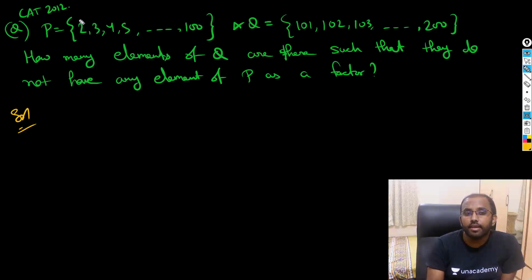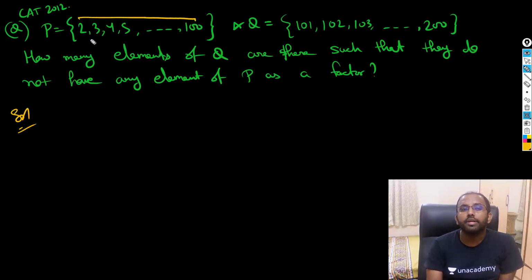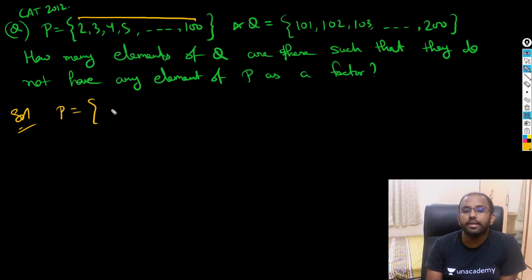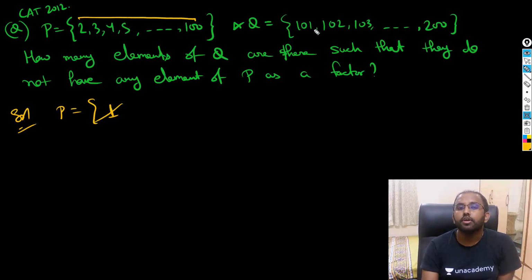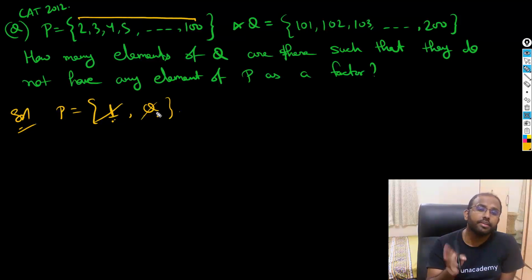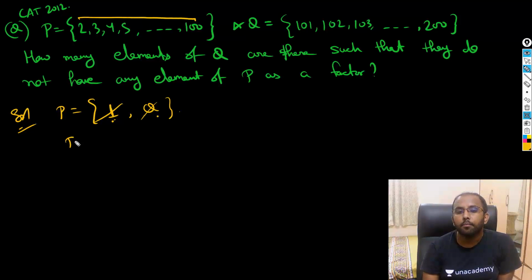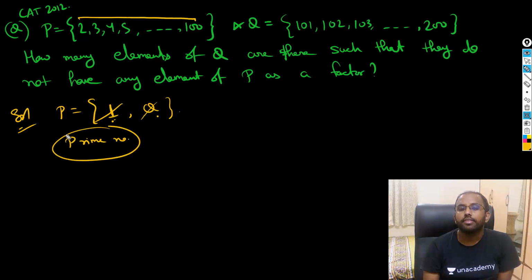P contains everything from 2 to 100, right? So the biggest hint here is that P doesn't contain a 1, and it doesn't contain any number from Q also, right? So basically P doesn't contain these two numbers, 1 and the number itself. If P doesn't contain the 1 and the number itself, that means this is what holds for prime numbers, okay. That means all the prime numbers in Q will not have an element of P as a factor in common, okay.